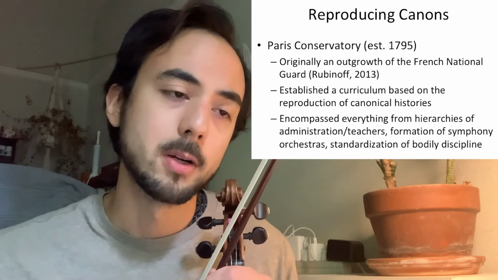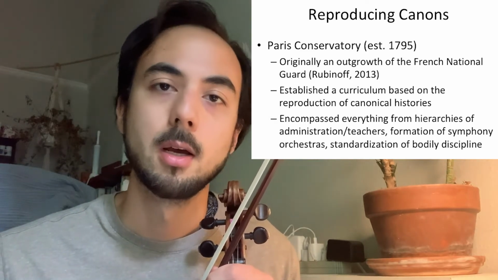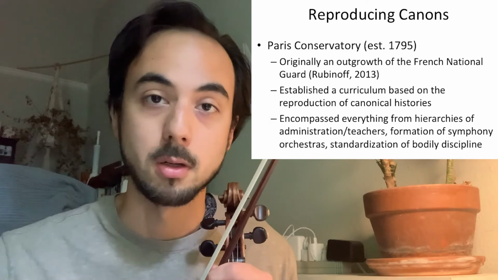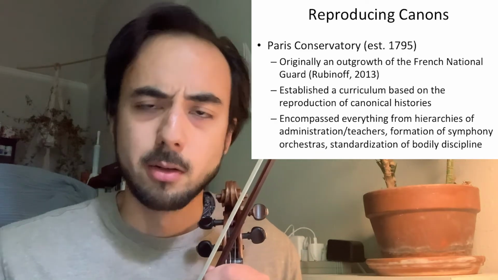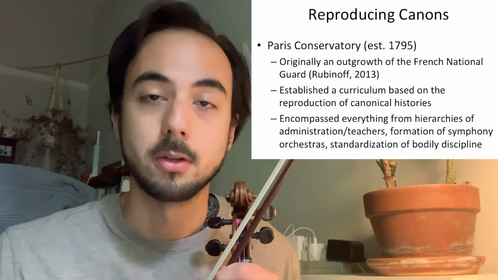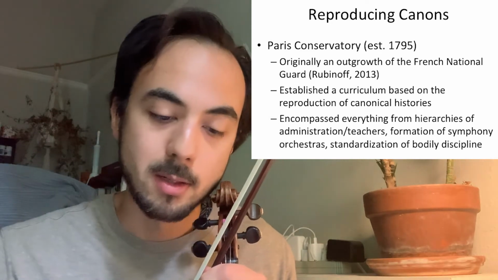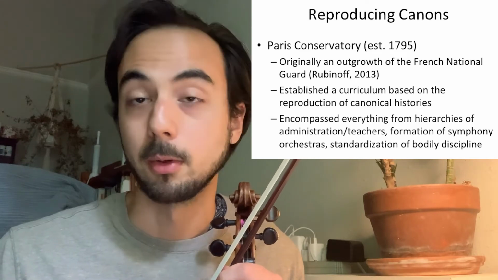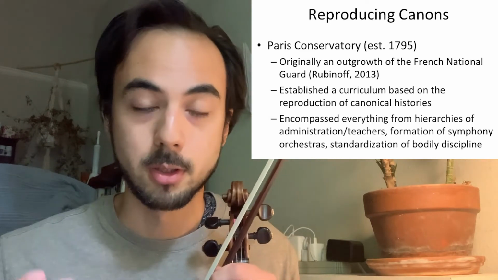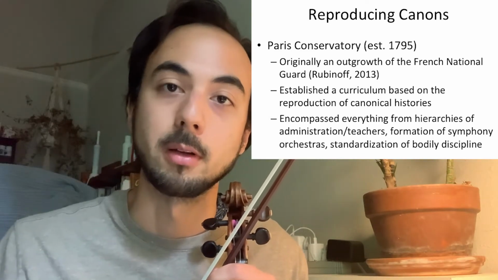Not only this, the Paris Conservatoire really established a curriculum based on the reproduction of canons of musical works by the likes of Beethoven, also early violin masters like Viotti, Paganini, Kreutzer, Rode, Baillot, etc. So the kind of military organization of the Paris Conservatoire encompassed everything from hierarchies of administration and teaching to the formation of symphony orchestras and the standardization of bodily discipline on the individual level. So there are ways in which Campagnoli's treatise serves similar goals in terms of regulating and standardizing how the body is supposed to work in order to hold these canons, histories, and forms of hierarchy and discipline in place.